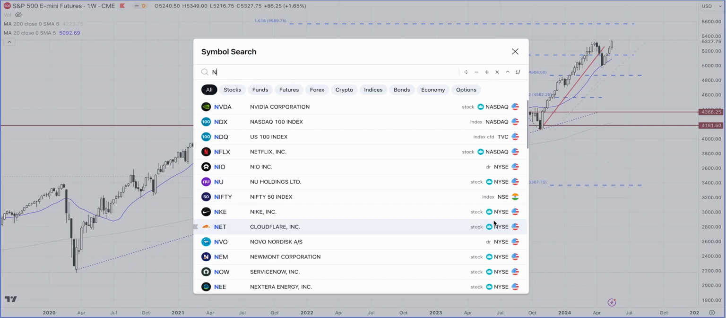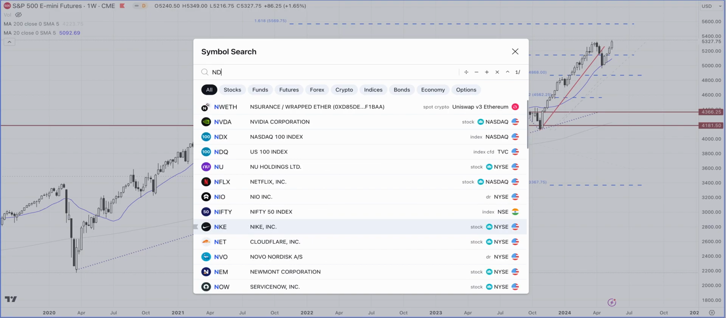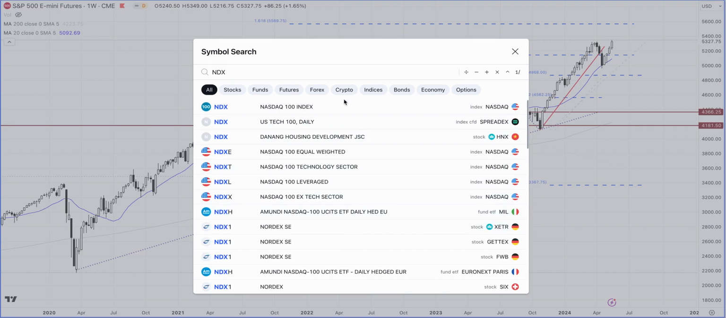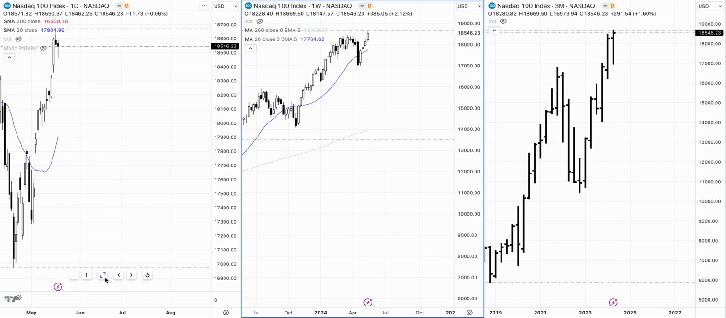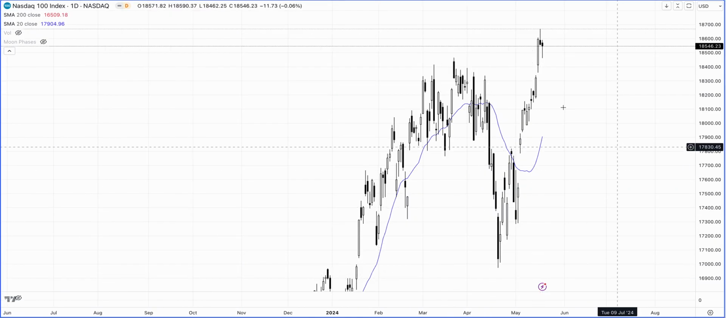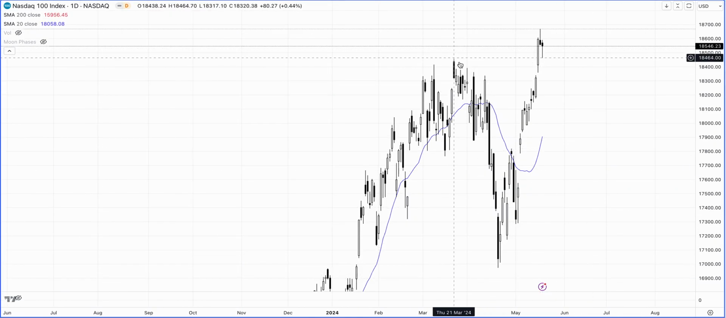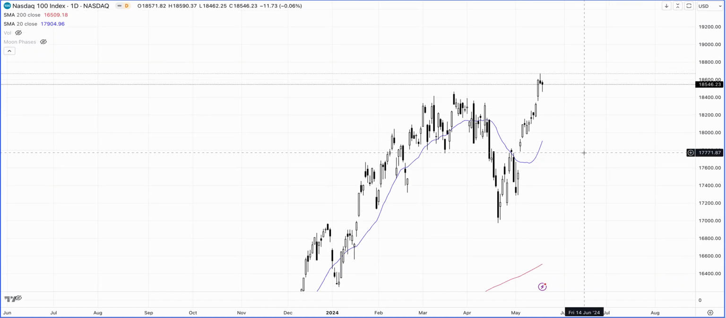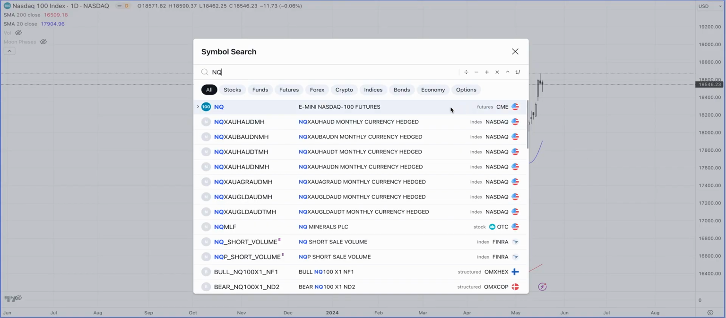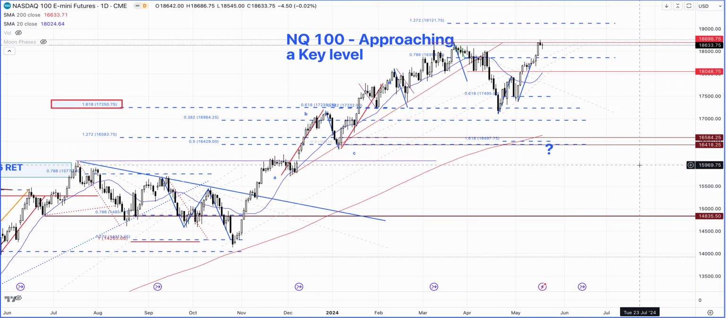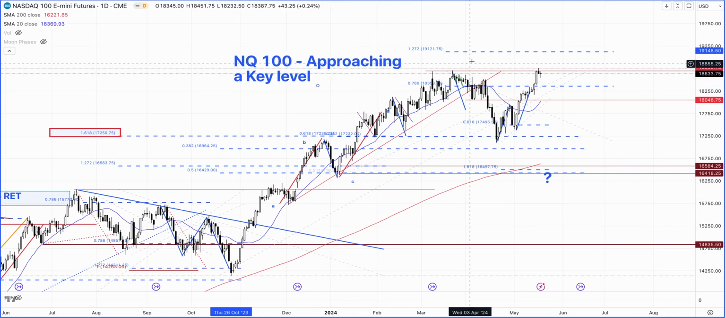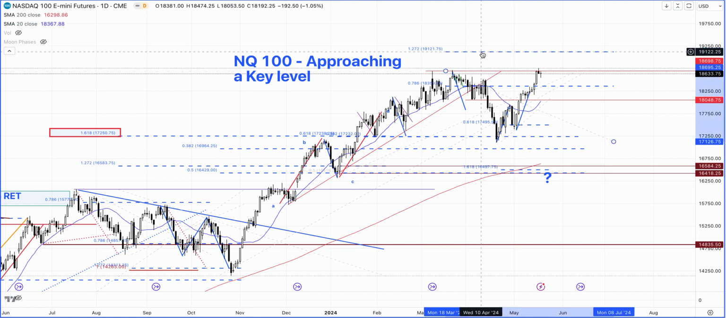Now let's take a look at NDX. This is the NASDAQ 100 cash. The cash moved above these highs. Let's take a quick look on the daily chart. It moved above the highs of March, so that's really interesting. And if we take a look at NQ, we don't fully see the same picture. So there we go. The possibility on the daily chart is 19121.